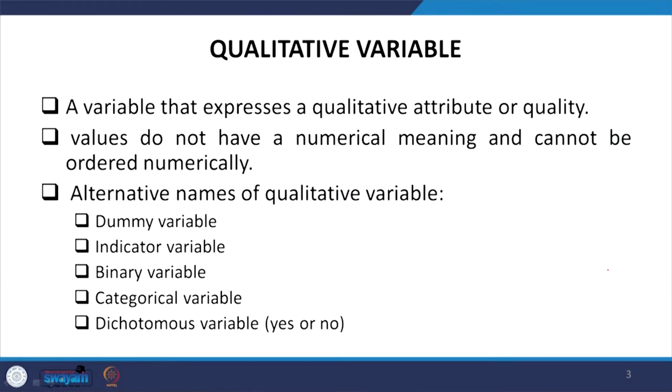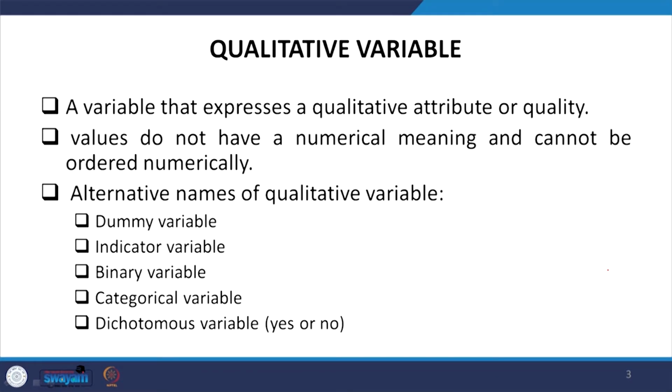Now what do you mean by a qualitative variable? A variable that expresses a qualitative attribute or quality or explanation is called a qualitative variable. Its values do not have a numerical meaning or cannot be ordered numerically. There are some alternative approaches by which you can present them in numerical format.